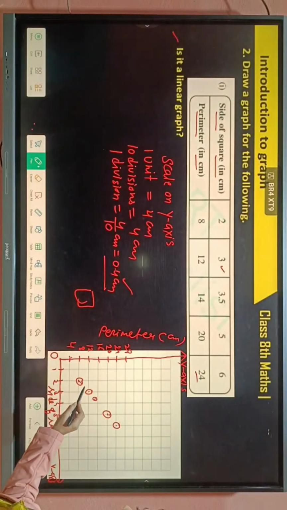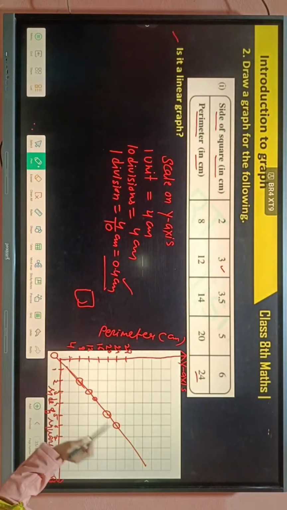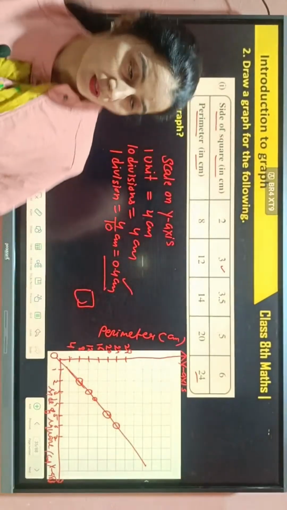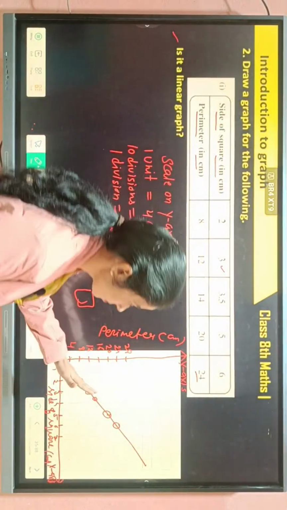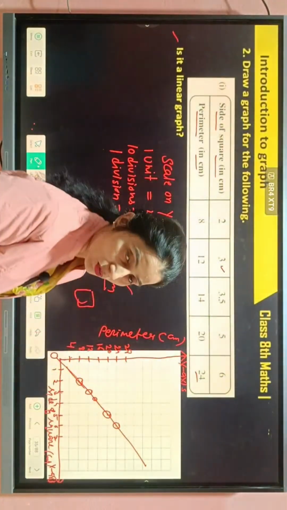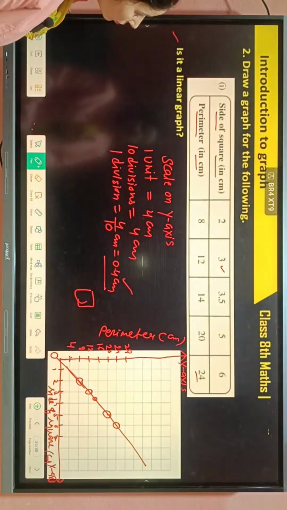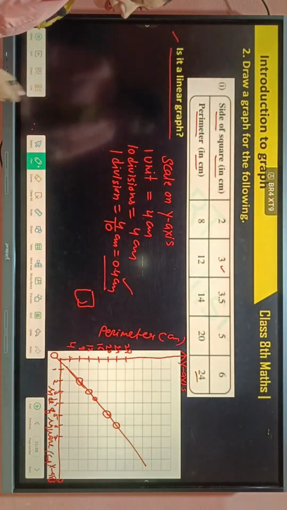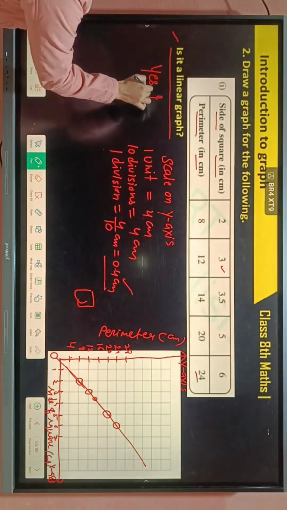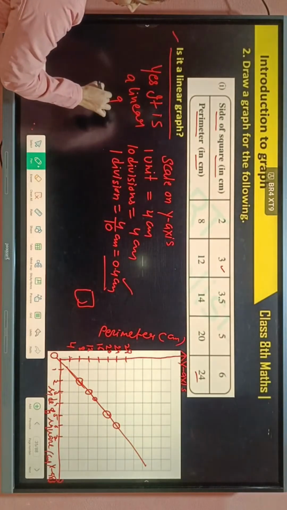Now, draw a line passing through these points. Yes, all points are lying on the same line. You can put a scale and draw one line, and you will see all points are in a line. All points are collinear. So, is it a linear graph? Yes, it is a linear graph.